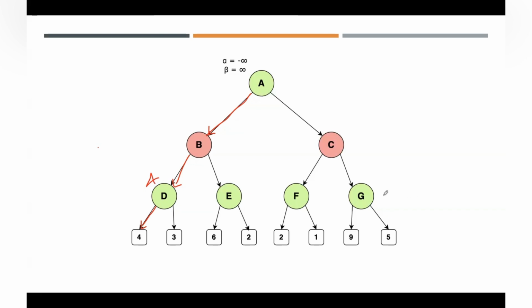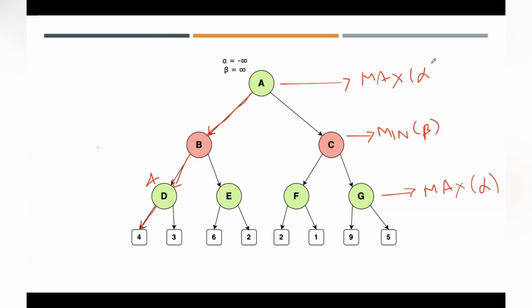So 4 will be returned to its parent, which is nothing but the max value. This is max, which is represented with alpha. This is min, represented with beta. And again, this is max. You can even use different symbols in order to represent alpha and beta. Now we traverse towards the left part.